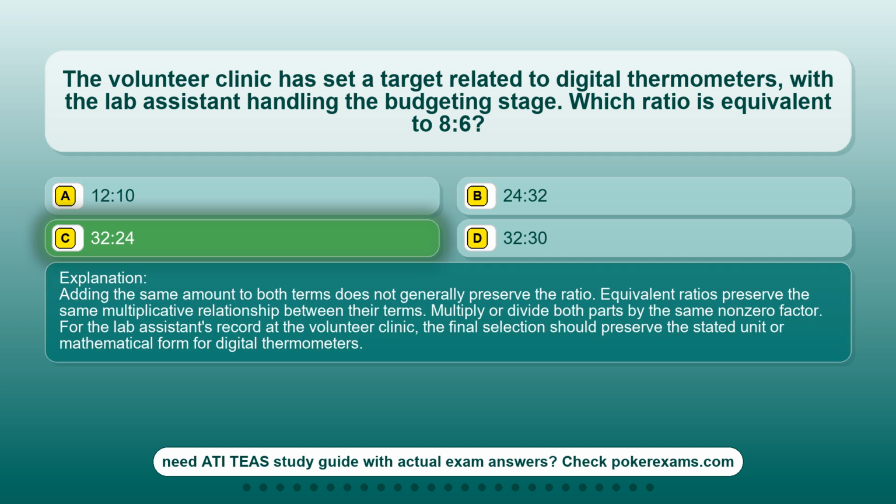Adding the same amount to both terms does not generally preserve the ratio. Equivalent ratios preserve the same multiplicative relationship between their terms. Multiply or divide both parts by the same non-zero factor. For the lab assistant's record at the volunteer clinic, the final selection should preserve the stated unit or mathematical form for digital thermometers. Question 20.